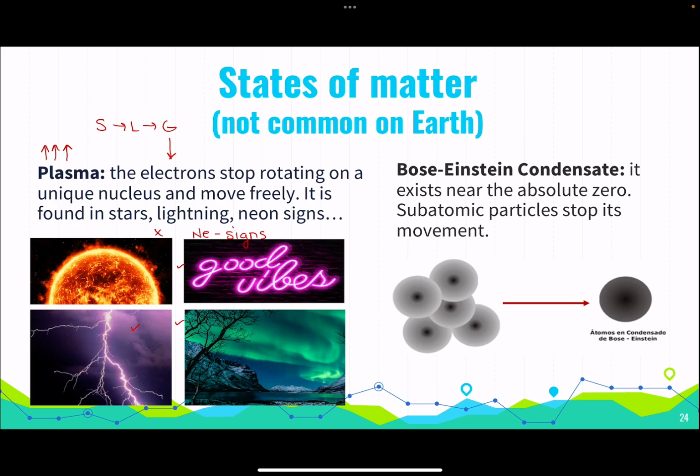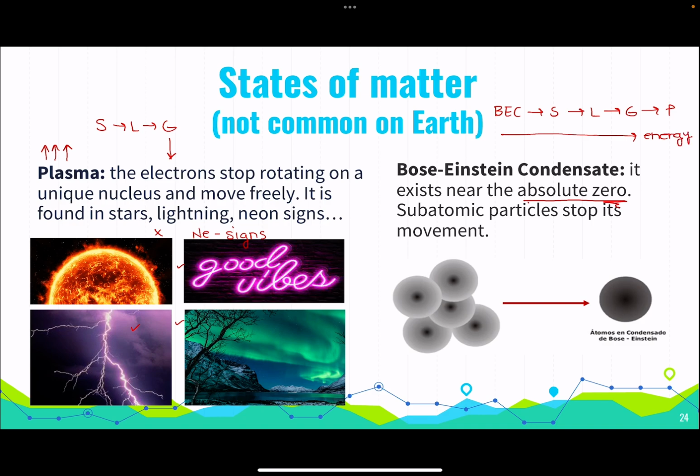And on the other hand, we have the Bose-Einstein condensate. It exists near absolute zero. So we would have the Bose-Einstein condensate, then the solid, then the liquid, then the gas, then the plasma, if we were talking about more energy.